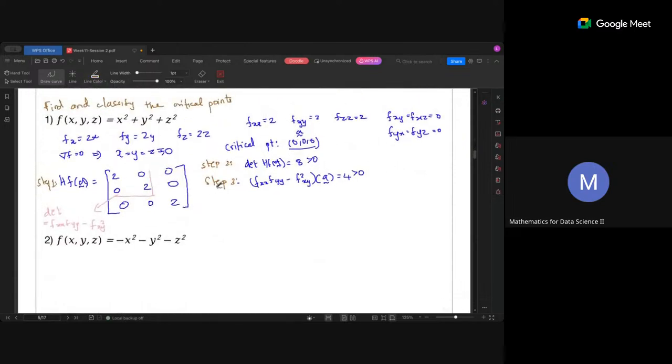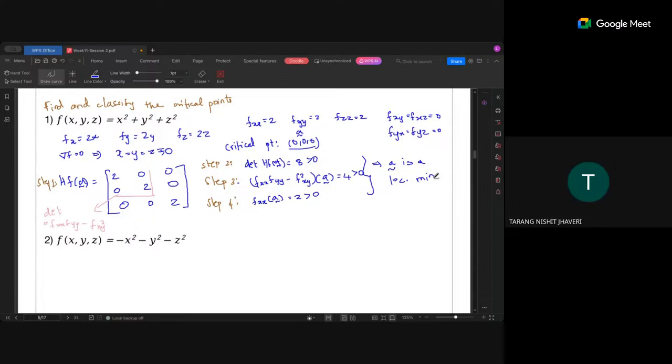Now, what is your step 4? You have to find the value of fxx at A tilde. It is 2. Now, this is also positive. If all these are positive, then what do you know about A tilde? Local minima. Yes, it's a local minimum. Okay, clear?